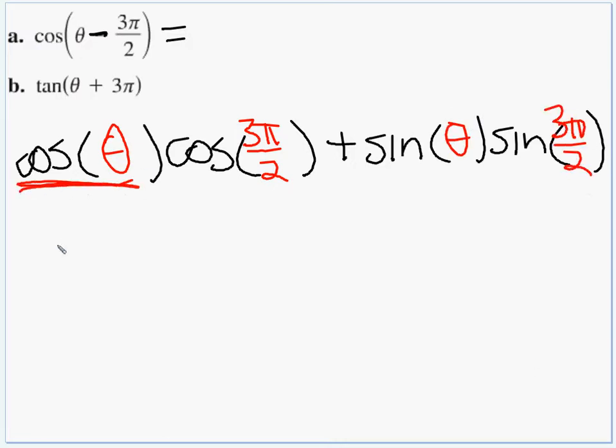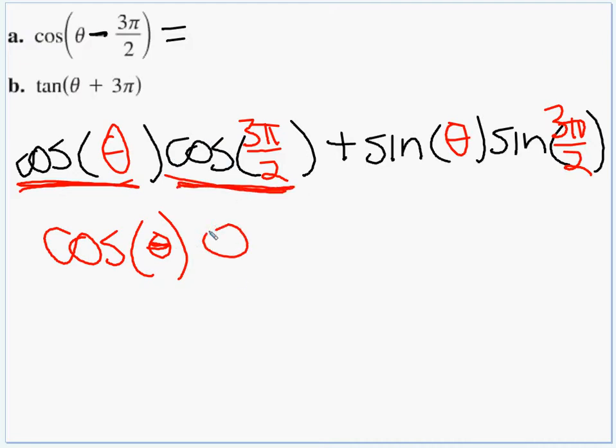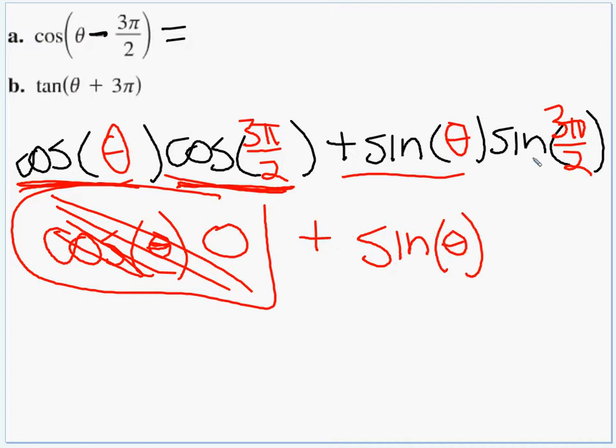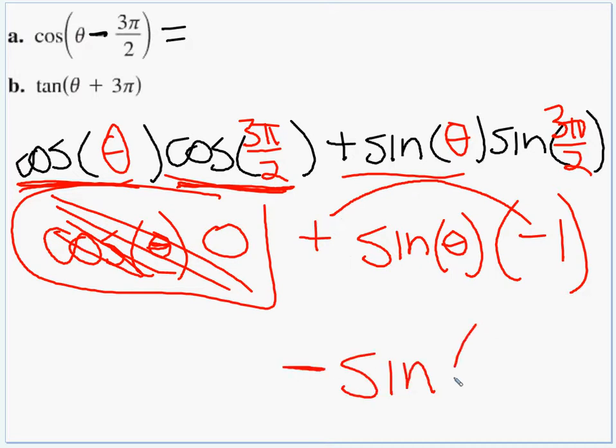Okay, cos of theta is just cos theta. The cosine at 3/2 pi, well, that's 0. So 0 times this is going to wipe it out. And then over here on the other side of the plus, sine of theta is just sine theta. The sine at 3/2 pi is negative 1. So that negative will sort of come over here, multiply by this positive, and become a minus sine of theta. And there we go.